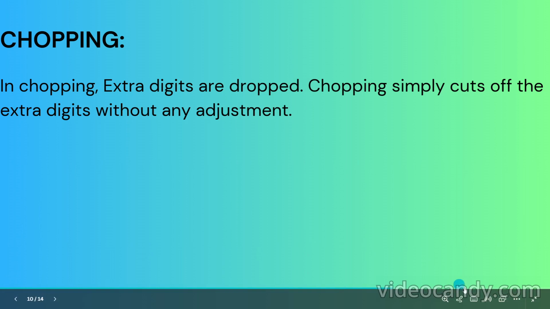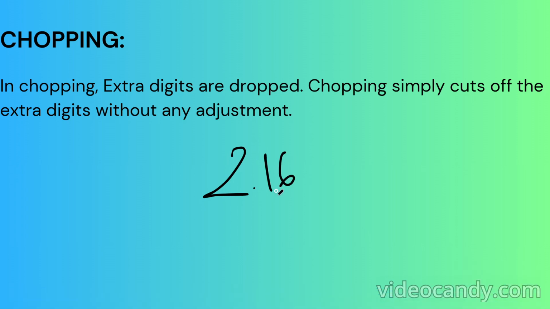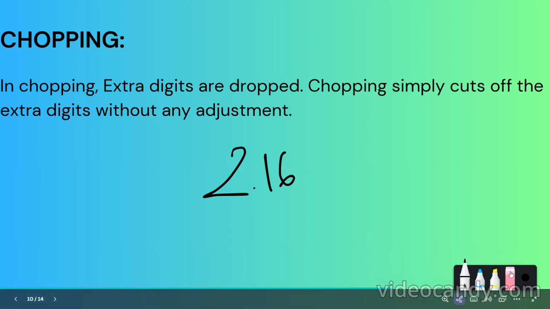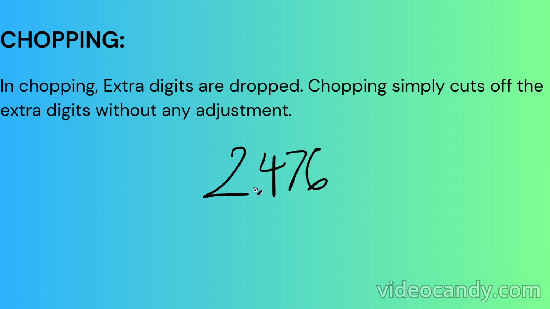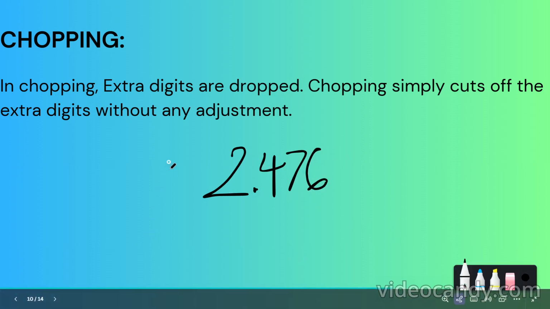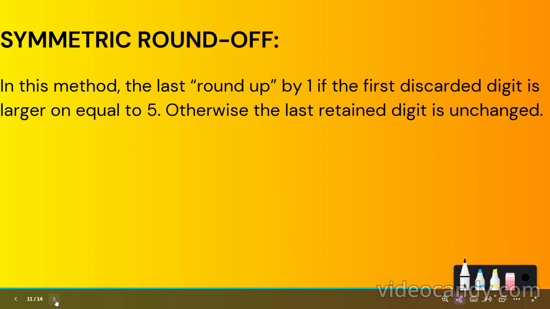For example, for chopping, take 2.476. What is the answer for chopping 2.476? Very simple. The answer is 2.47 for chopping.